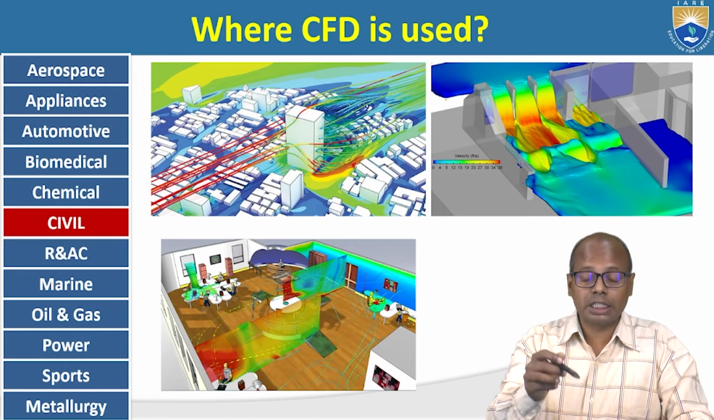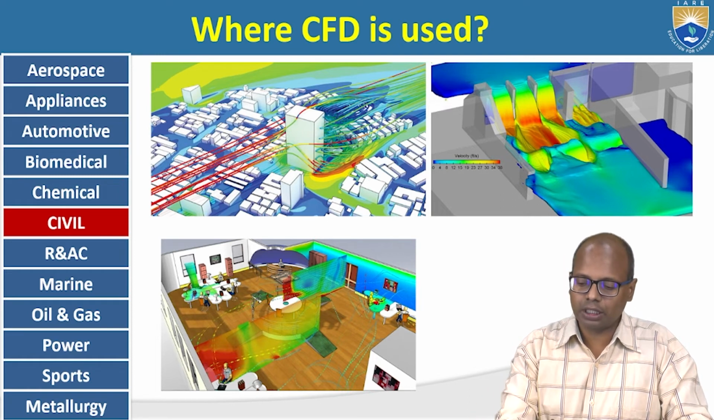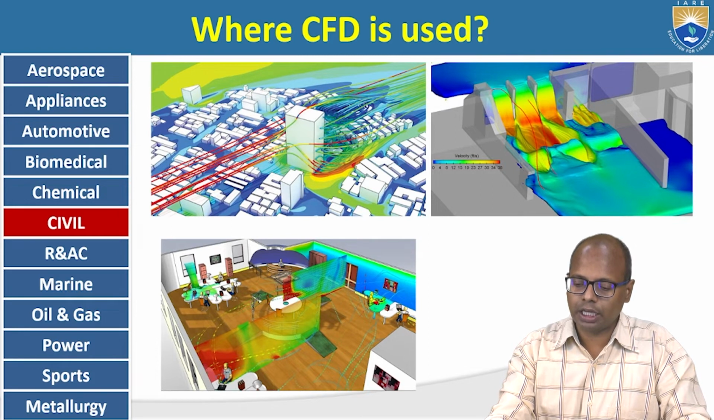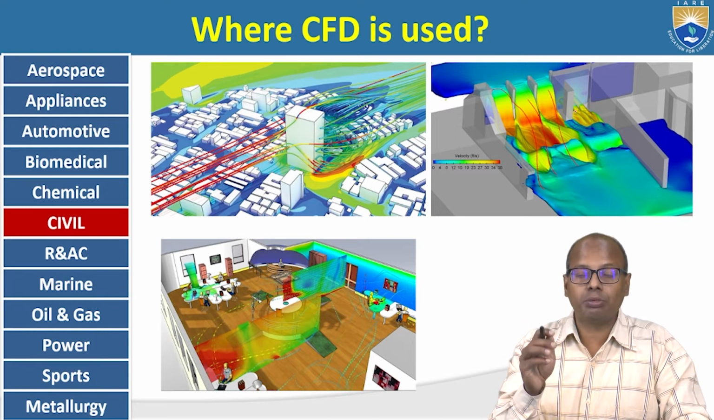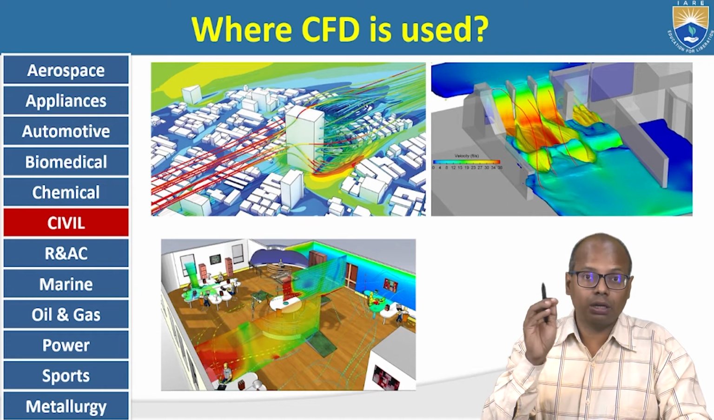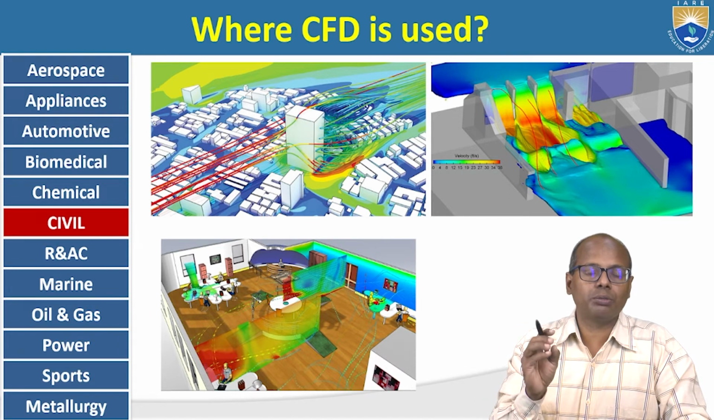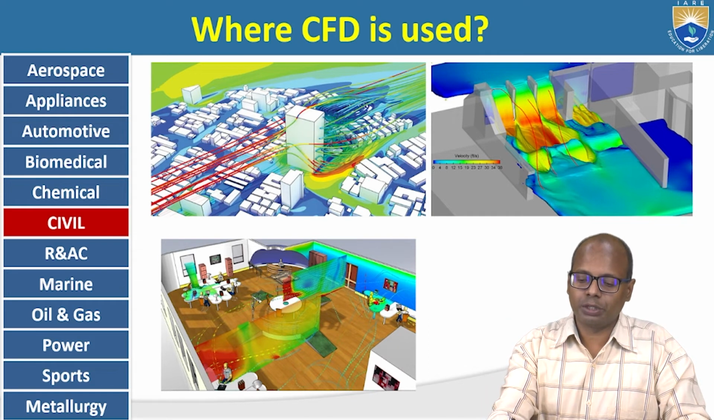Now in civil engineering, you can see here, this is a dam, and how the flow happens through the dam, so that the spillways and all those things can be designed optimally. So people are going for optimization of the material and cost. In order to get that optimal solution for the spillways of the dams, they are using CFD.